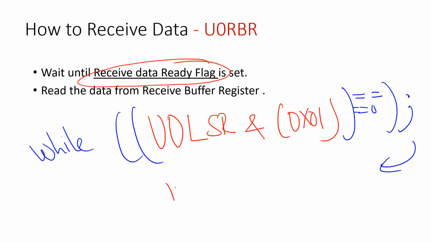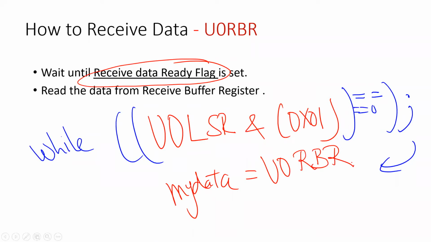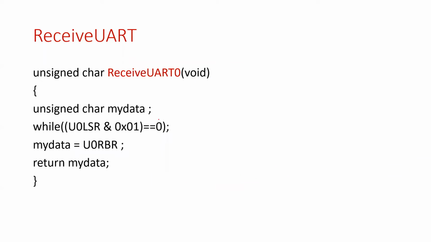That data you read. So my data is equal to, where do you read from? The UART0 receive buffer RBR. That is where you have to read. So I check the UART0 line status register with 01. Check the LSB. If it is equal to 0, I wait here indefinitely. The moment it is a 1, I'll come out, grab the data, and then return that back.